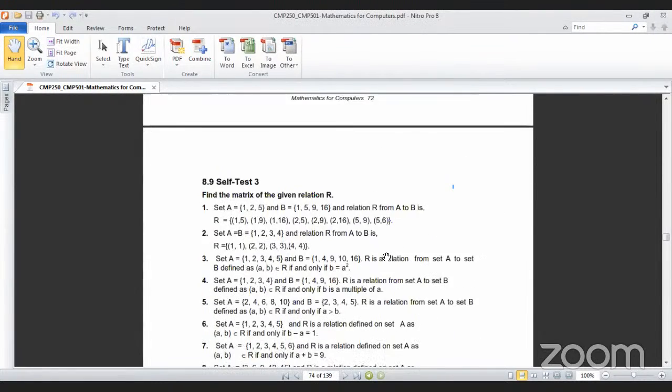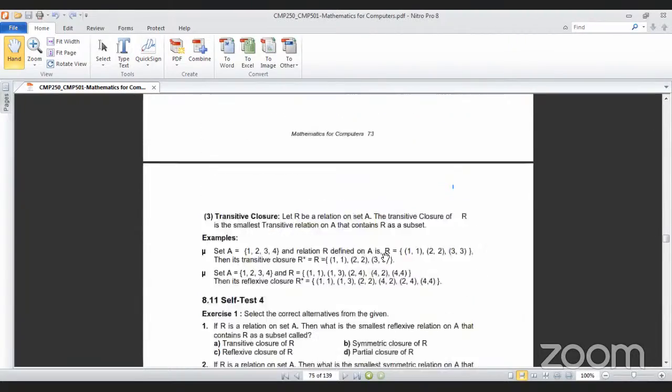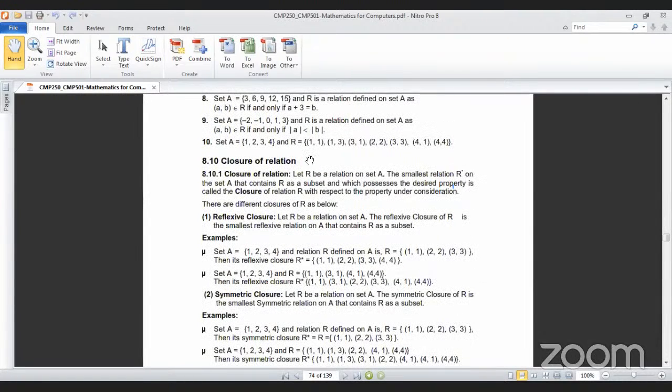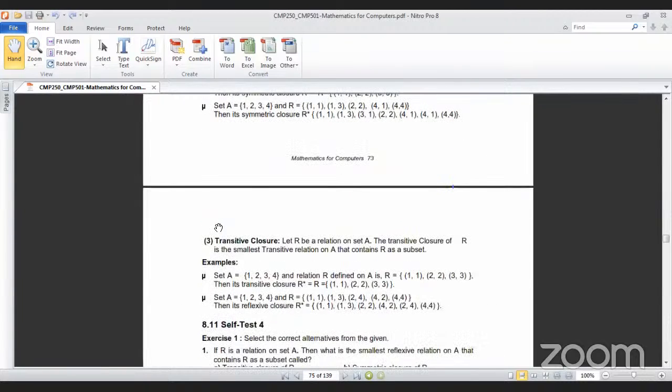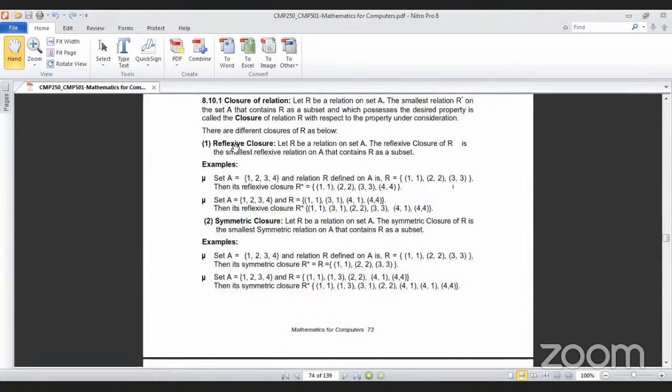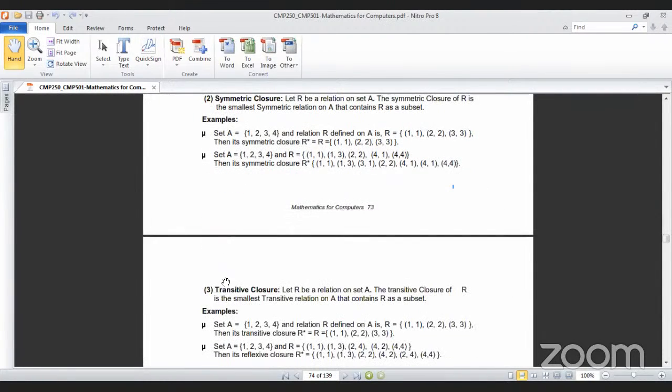So you know now how to define a matrix also. Only this one part is left. We will complete it: closure of relation. Let R be a relation on a set. The smallest relation R star on the set that contains R as a subset. How many closures are there? The same way as the relations we had: reflexive, symmetric, and transitive. In the same way, closures will be reflexive, symmetric, and transitive.